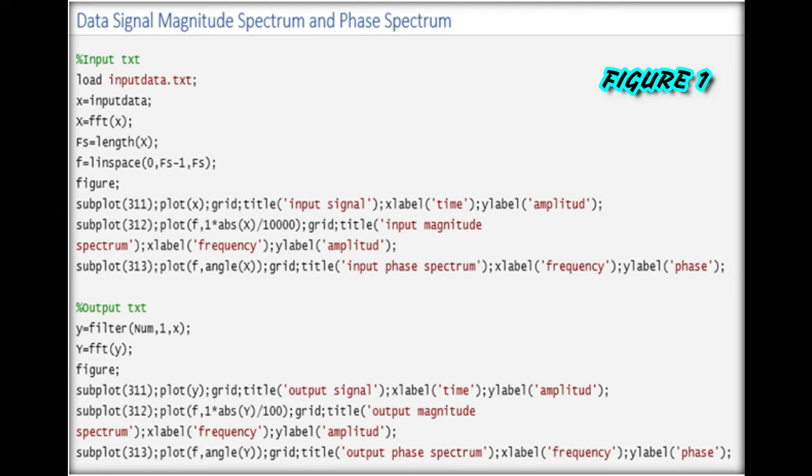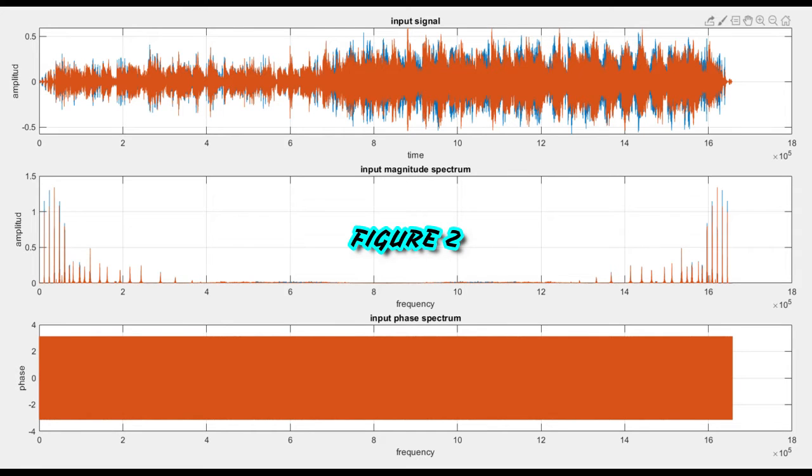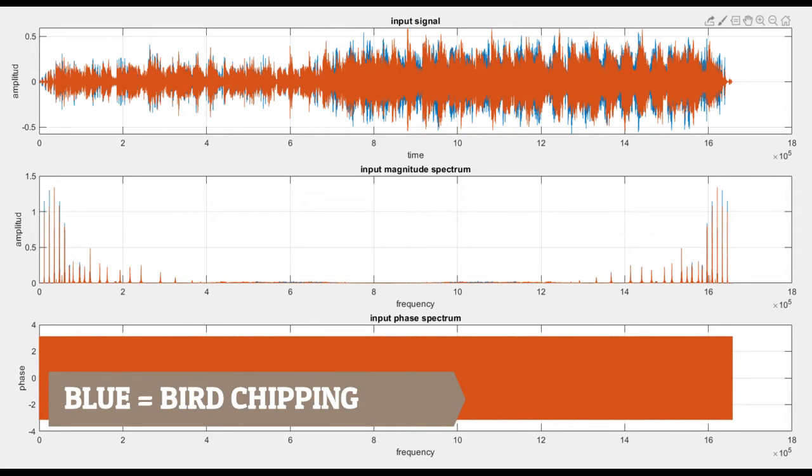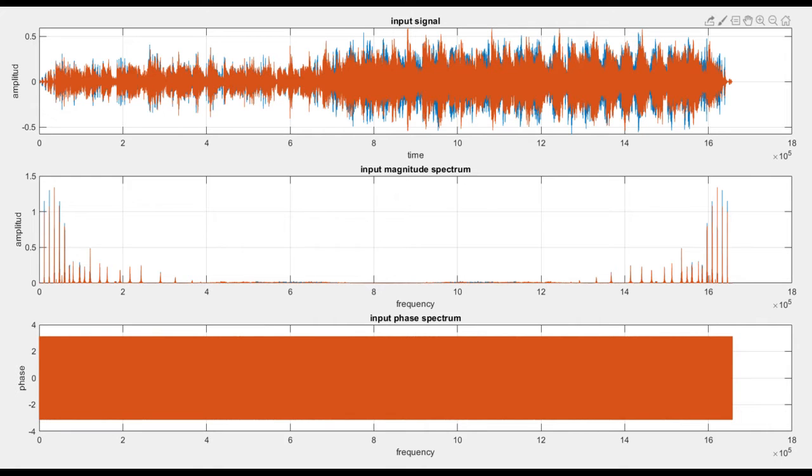The figure shows the code for input response, magnitude, and phase of the signal. Firstly, set x as the FFT function of x. Fs is the sampling frequency, where the value of the sampling frequency in this project is 8000 Hz. The figure shows the input signal, input magnitude spectrum, and input phase spectrum. The blue frequency represents the bird chirping, and the orange frequency represents the song frequency. From the graph, the amplitude of the bird chirping is mostly higher than the song frequency.